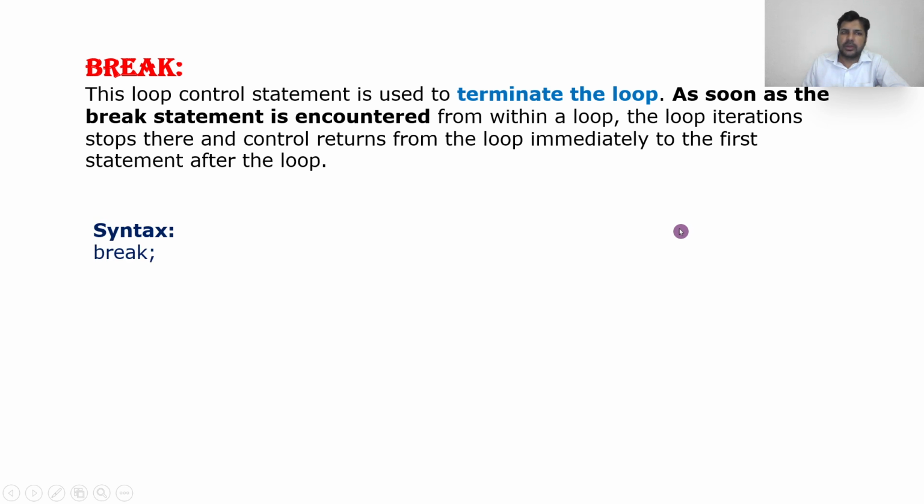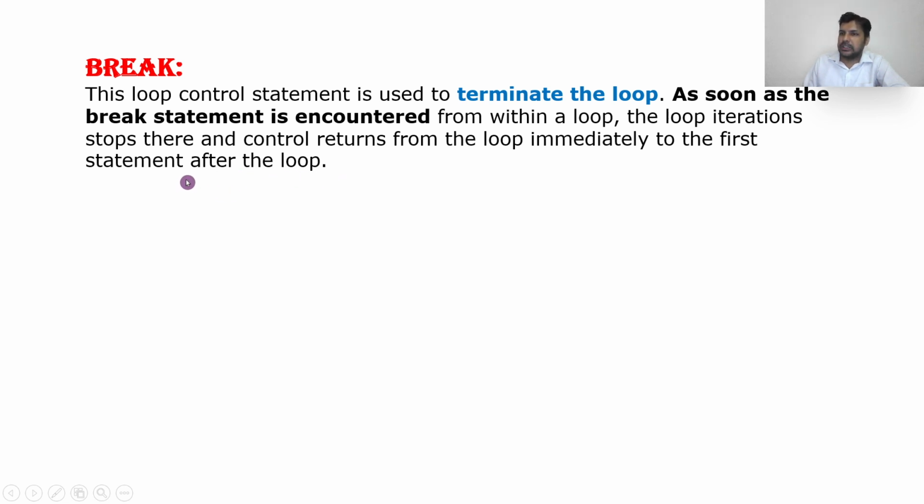First, break. This loop control statement is used to terminate the loop. We also call it a loop control statement because it will terminate the loop whenever we require. As soon as the break statement is encountered within a loop, the loop iteration stops there, and control returns from the loop immediately to the first statement after the loop.